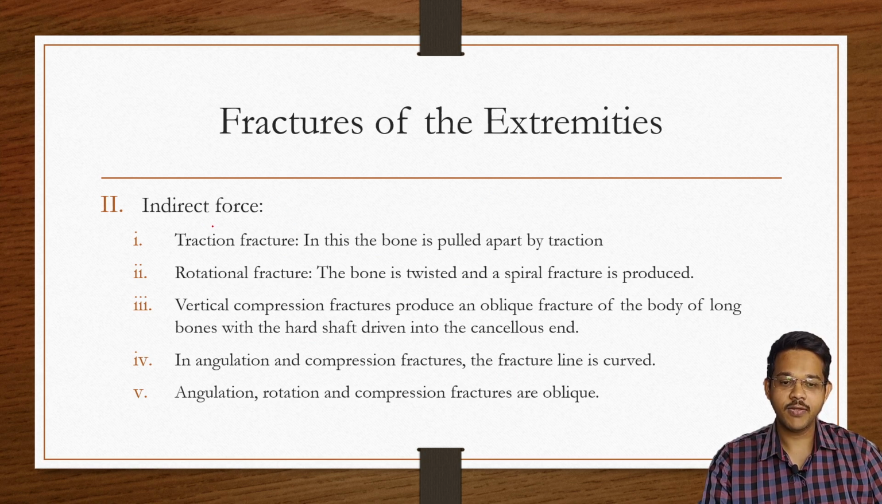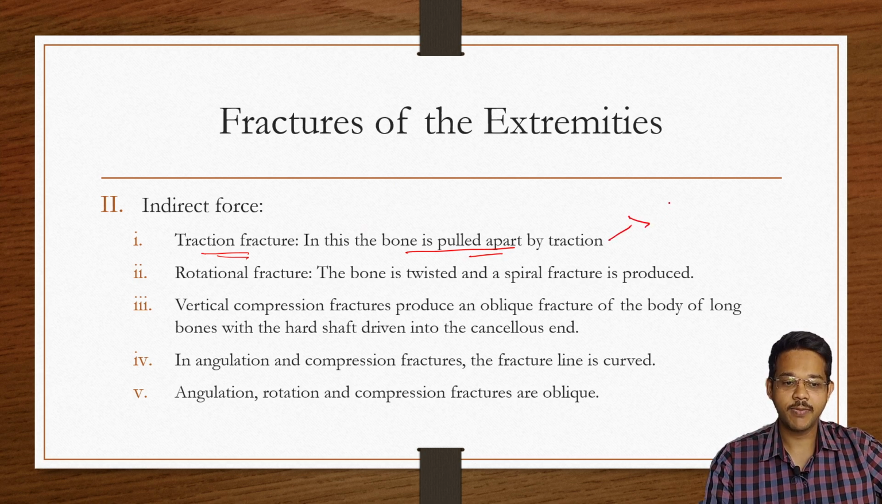The fracture of the extremities in indirect force can be caused because of traction fractures. So in this, the bone is pulled apart by traction. A common example is injury of the upper part of the patella. The upper part of the patella is usually broken off because of contraction of thigh muscles like quadriceps muscles. Then rotational fracture, where the bone is twisted and a spiral fracture occurs. So in this, the fracture is along a line, a spiral fracture.